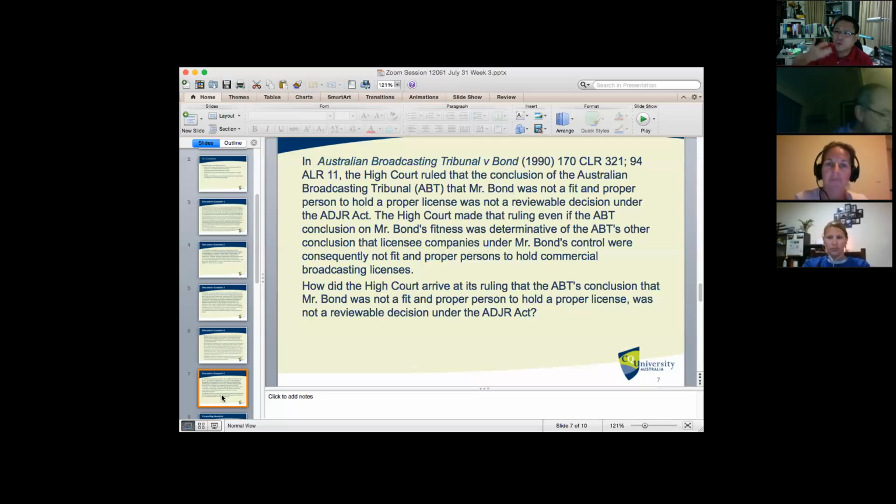Now, why do you think that was the reasoning? What was the reason for that? Obviously there was a decision in a sense, okay? But why did the High Court say that that was not subject to judicial review? I mean, what's the whole idea about a decision being final and operative before judicial review is available under the ADJR Act? What's the logic behind it?